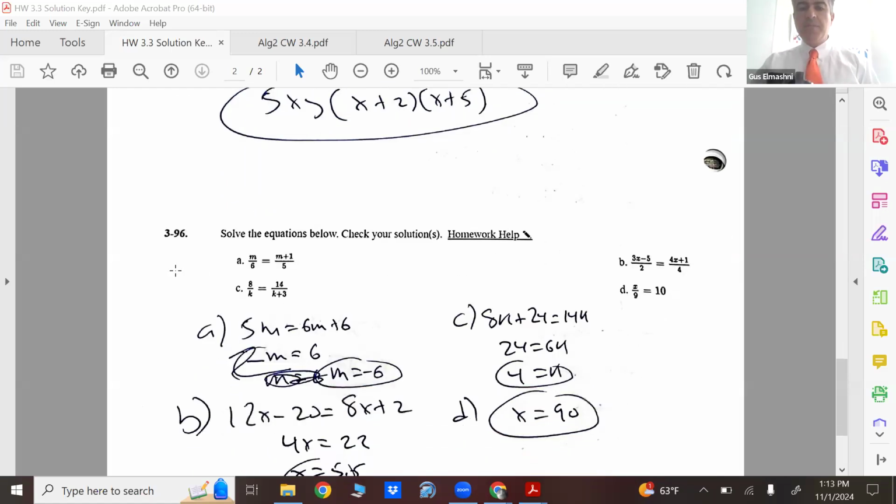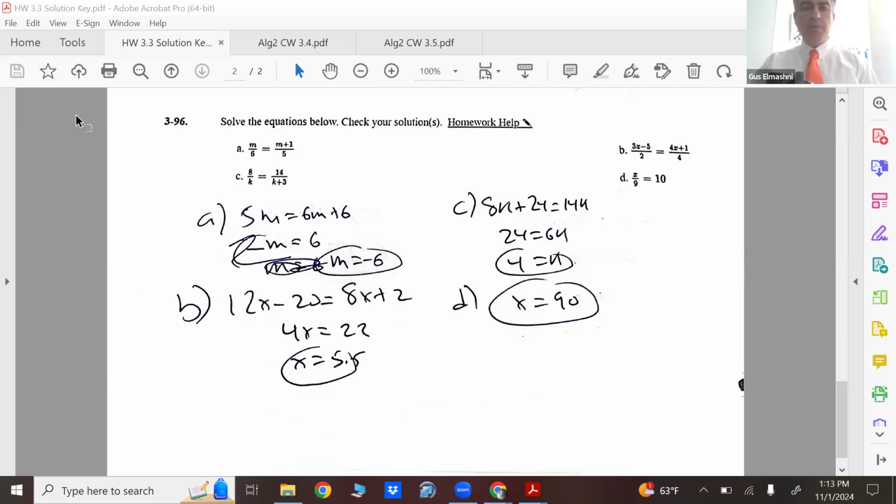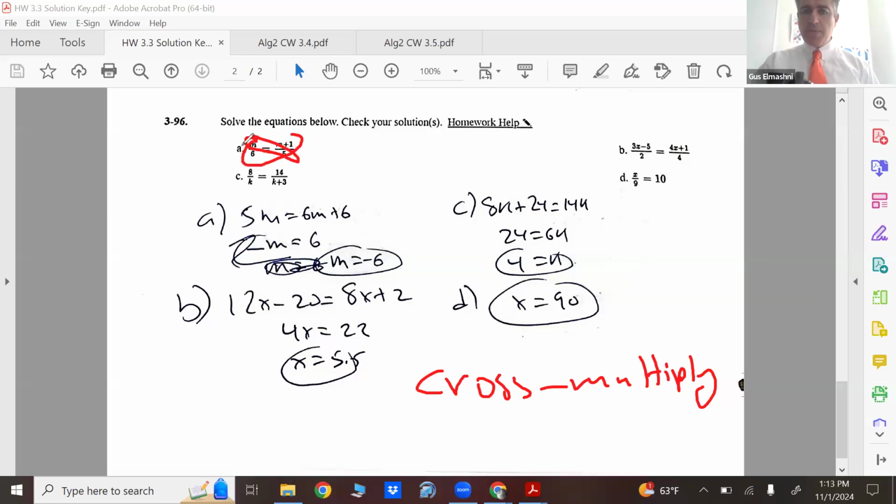Number 96. This is a process called cross multiply. Today we're going to do something called cross canceling, which is a little different. But when you have equations, obviously you have equal signs, right? And you have one fraction on each side, you have the luxury of cross multiplying, meaning multiply 5 with m. Multiply 6 with m plus 1. Sorry, that's hard to read.